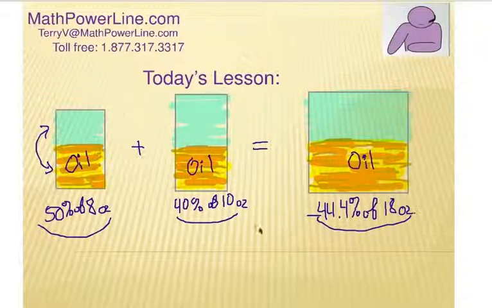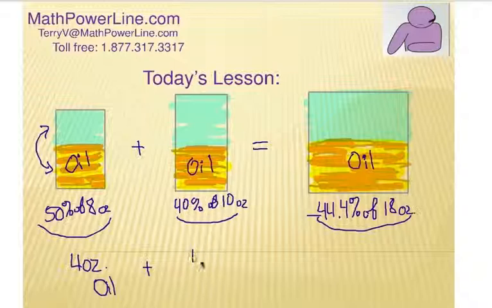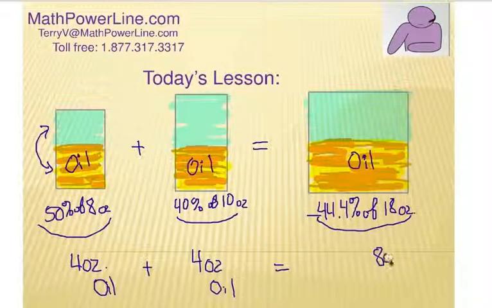So that's the example. So here we go. In oil, 50% of 8 ounces is how much oil? Well, 50% is half, so we're going to have 4 ounces of oil. We're going to add that to how much oil is represented here. 40% of 10, okay, multiply it out, 0.40 times 10, so that's also going to be 4 ounces. Notice it's a larger container, but a lower percentage of oil. So we got 4 ounces of oil plus another 4 ounces of oil. Well, obviously that's going to equal 8 ounces of oil.